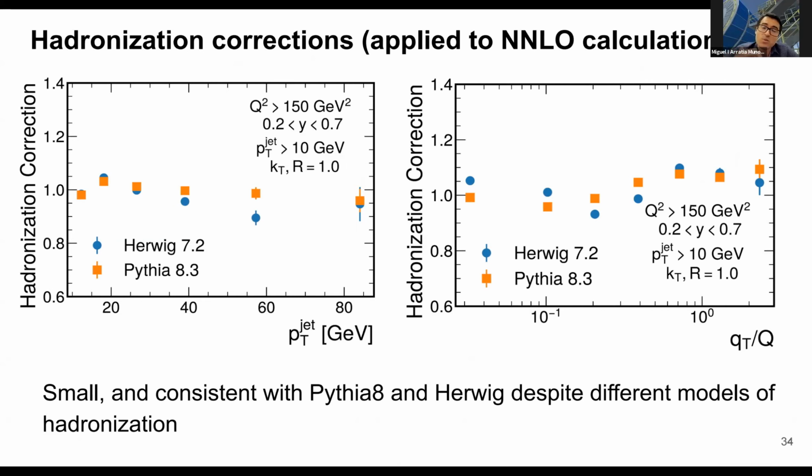There are also some corrections that we apply, which are the hadronization corrections. These corrections are applied to the perturbative calculation. They are not applied directly to the data, which is different from what H1 experiments and HERA experiments in general used to do. This hadronization correction is taken from Pythia, basically, with hadronization turned on or off.